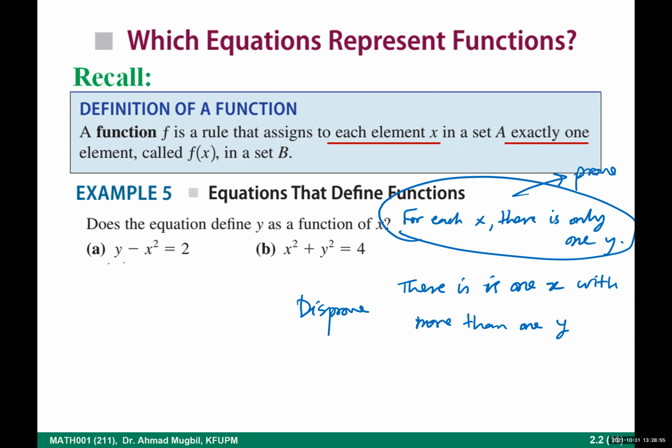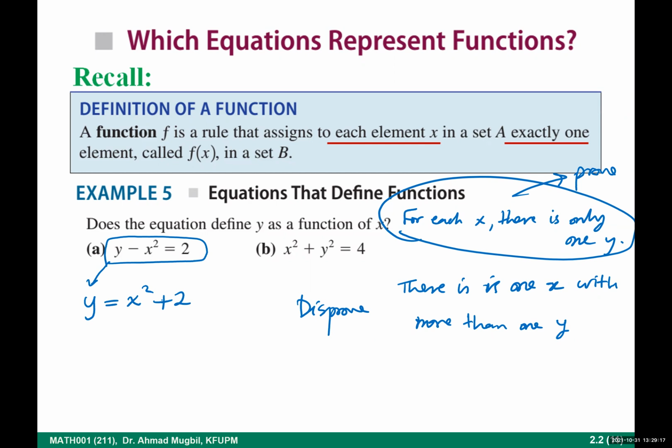Good. So now let's start. Of course, we will assume usually that everything is fine. So we will start thinking about that it is a function. Now, this is what you should always do. I think, as Abdullah said, let's solve it for y at the beginning. So what we have here, y equals x squared plus 2. Now, how to prove or disprove?